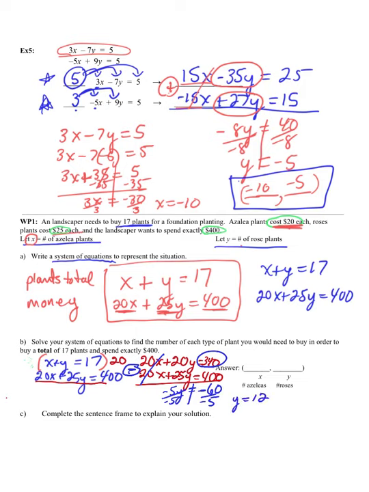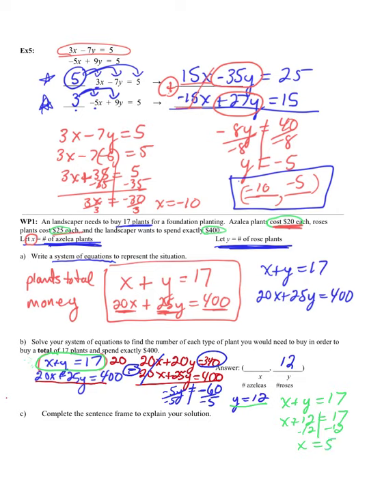And y, from the very beginning of the problem, y is rose plants. So I'm going to put 12 up here. I have 12 rose plants. All right, so you have to go back into the original equation to find x. And remember, I'm going to choose this one because the coefficients are small, all right? So it's going to be x plus y equals 17, and I'm going to plug in y equals 12. So x plus 12 equals 17. Subtract 12 from each side. I'm going to get x is equal to 5.